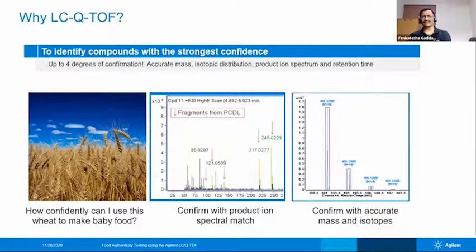Why do we need a Q-TOF, an LC Q-TOF, and what is it going to do? In order to do any identification of a compound, you need higher degrees of confirmation. What you can get from Q-TOF is up to 4 degrees of confirmation. What are they? The first one is accurate mass. You see here, you get a very accurate mass, in this case 404.